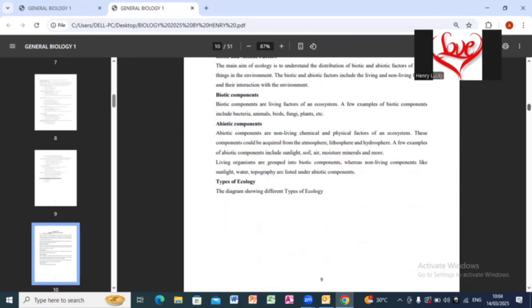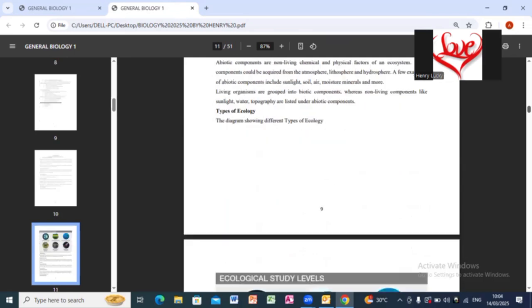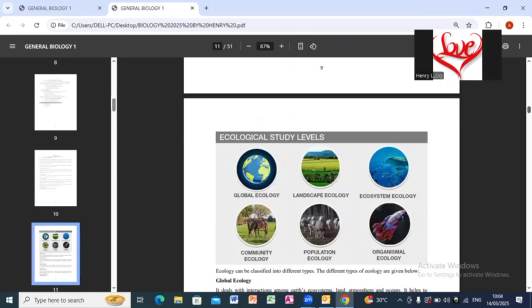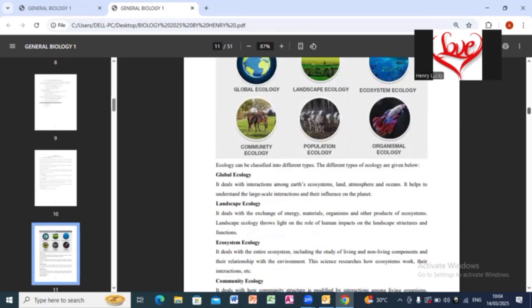Types of ecology. Now we have 6 kinds of ecology: global ecology, landscape ecology, ecosystem ecology, community ecology, population ecology, organismal ecology. Now, when we talk about global ecology, it deals with the interaction among the Earth's ecosystem, which is the land, the atmosphere, and the ocean.